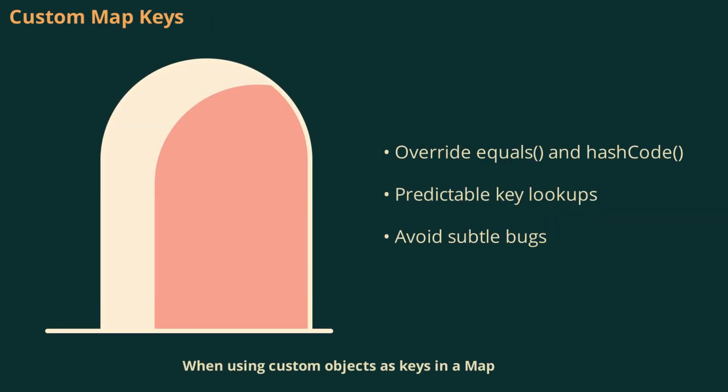When using custom objects as keys in a map, you must override both equals and hashCode. Failing to do so can result in unpredictable key lookups and bugs that are hard to trace. Proper implementation ensures that your objects behave correctly in hash-based collections. This question tests your attention to detail and understanding of Java's contract for object equality, which is fundamental for building reliable applications.